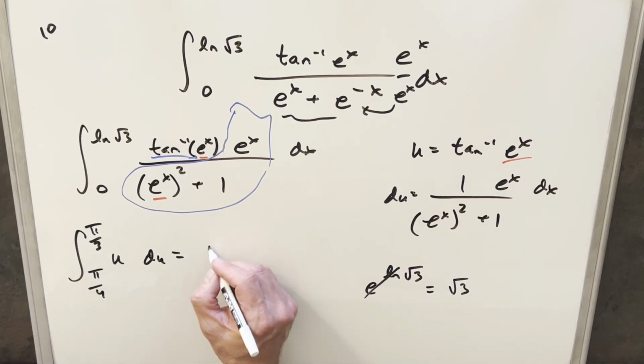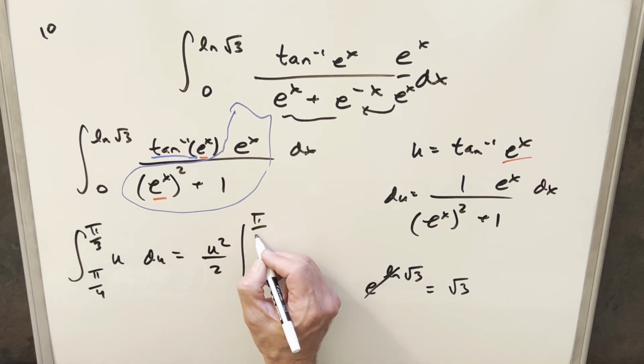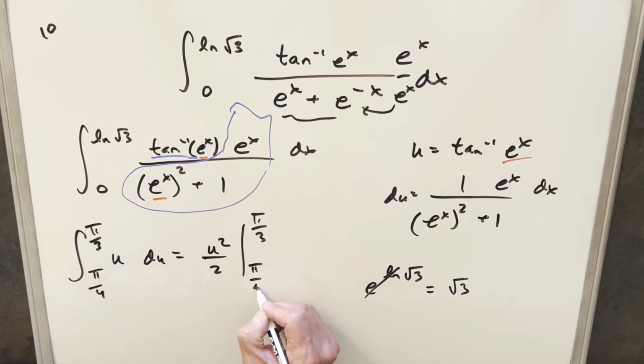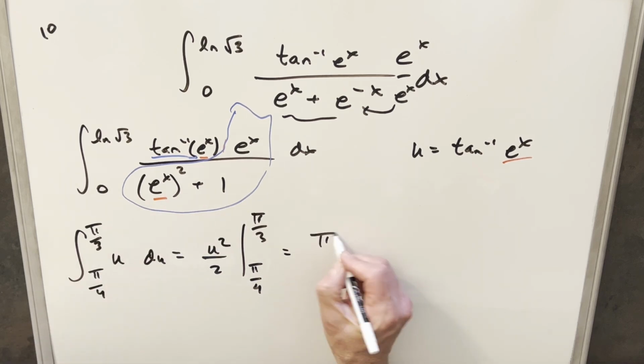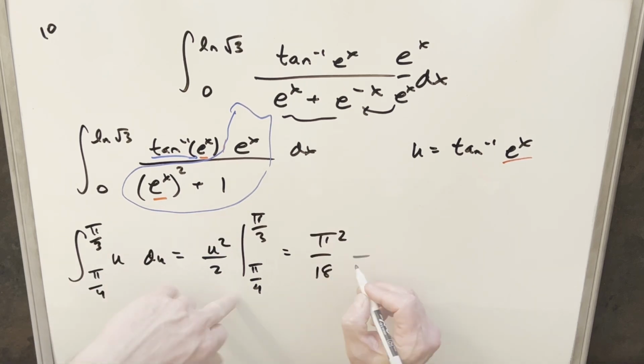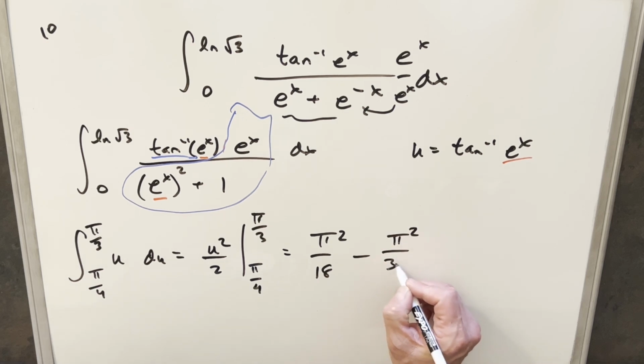Then we can go ahead and integrate this. We get u squared over 2 using the power rule, and we evaluate it from pi over 4 to pi over 3. First, plugging in the upper bound, we get pi squared over 18. And for the lower bound, plugging in pi over 4, we get pi squared over 32.